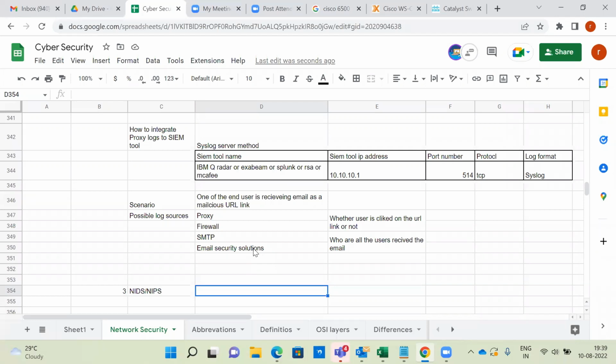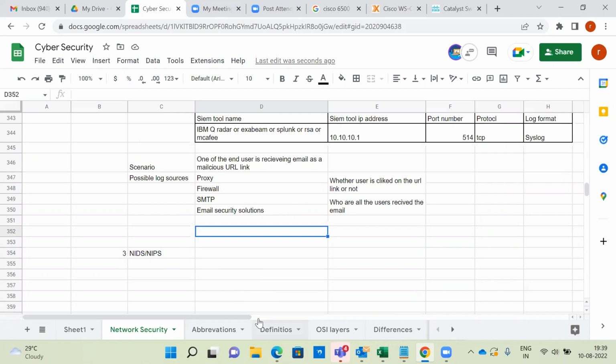What about the licensing option? Based on the number of endpoints. The same concept applies here also. So what is the difference between these two? There it is host monitoring. Here it is network monitoring. That is the only difference.